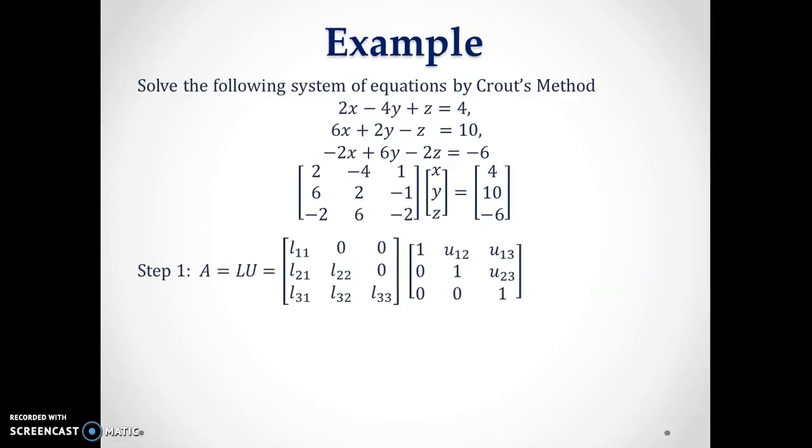Once we have this equation, we are going to write A as a product of L and U. If you have seen the earlier video, you know what L and U are.